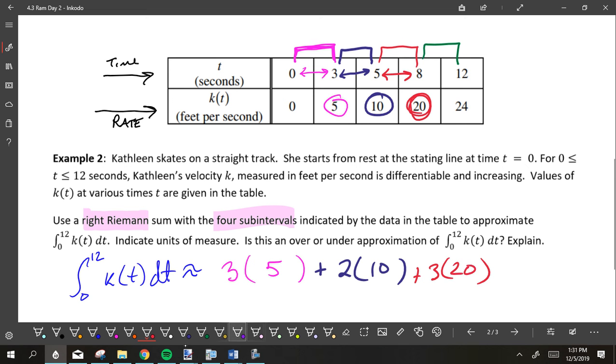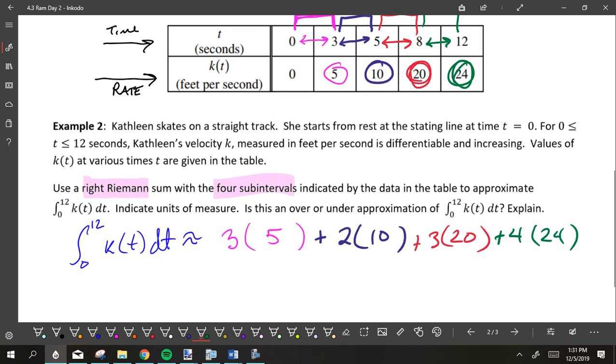And then our last one here, Martha, what's the width of my last interval going to be? 4, because she's going from 8 to 12. Which number are you picking? The one on the right. It's 24. Done. That is my answer to this question. I don't have to do the actual math. I just approximated the interval by doing a right Riemann sum. Can I factor a number out of everything? No, because unlike all the other ones we've done so far, they're not equal subintervals. 3, 2, 3, 4. Cool, so that's really the simplest I could make it.